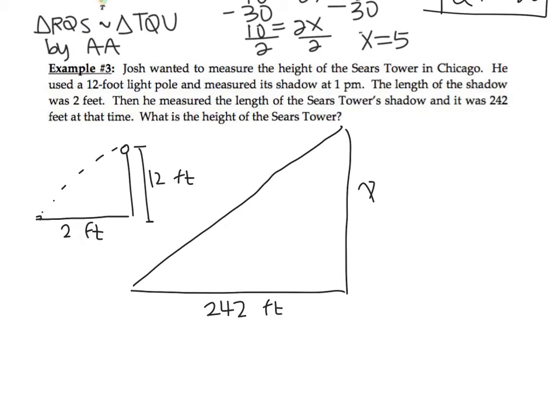So we have two triangles here. And anytime you have the height of an object and the length of its shadow, going straight out from the base of that object is going to create a right angle. So we have two right triangles with congruent corresponding angles. So these two triangles are going to be similar by side angle side. So we want to set up a proportion to help us solve for the height of the Sears Tower.